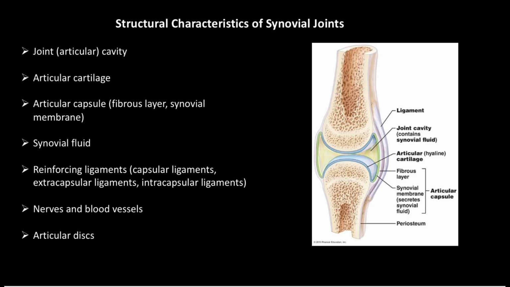There are three types of reinforcing ligaments. Most of the reinforcing ligaments are thickenings of the fibrous layer of the articular capsule. Then there are extracapsular ligaments and intracapsular ligaments. There are also sensory nerve fibers that detect pain and joint stretching, and blood vessels that supply the synovial membrane. Finally, there are articular discs, also called menisci. This will be touched on in the next portion of this video.